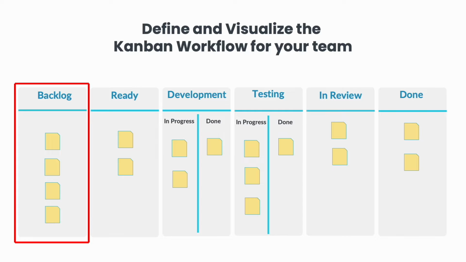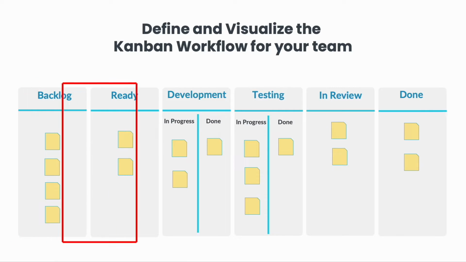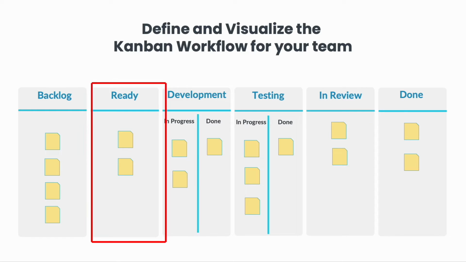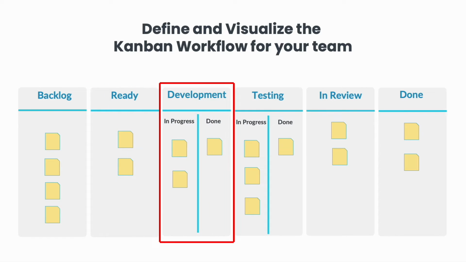The Ready column represents the area of user stories that are ready for the team to work on. Usually, user stories in this column are already prioritized, reviewed, refined, and estimated by the team. The Development in Progress column is for any work that has been started by a team member and they are actively working on it. In our case, the developers. The Development Done column are user stories that have been completed by a developer and now are waiting to be tested by one of our testers or quality assurance engineers.